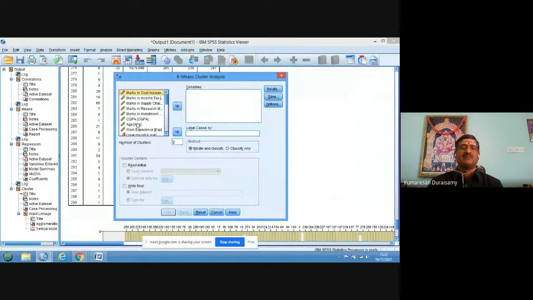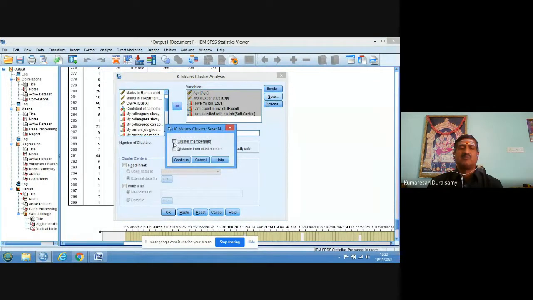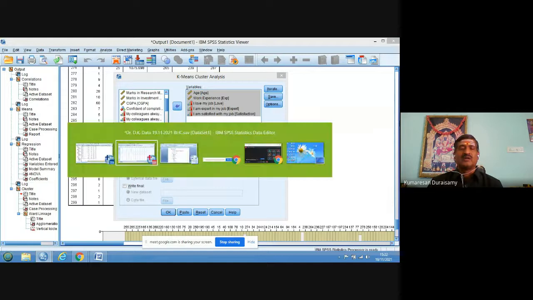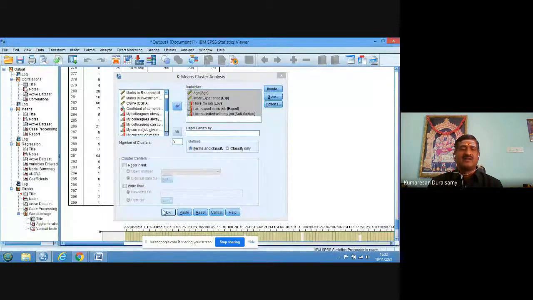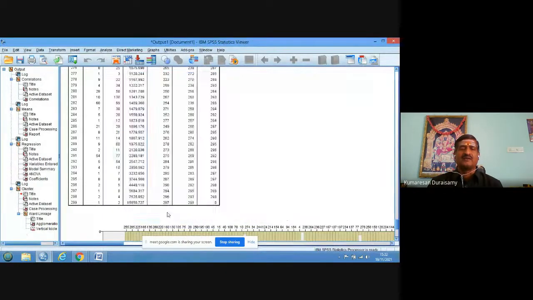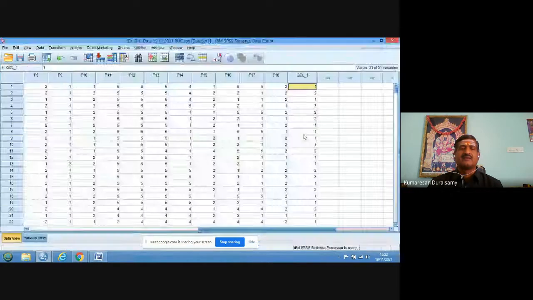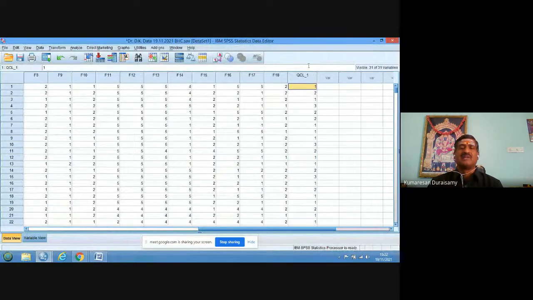Variables we have chosen, right? 3. And cluster membership. We have saved cluster membership. See, at once I clicked continue. You can look at the data, or I click OK. See, one more variable is added. Automatically, one more variable is added. This is the membership. This is the membership.